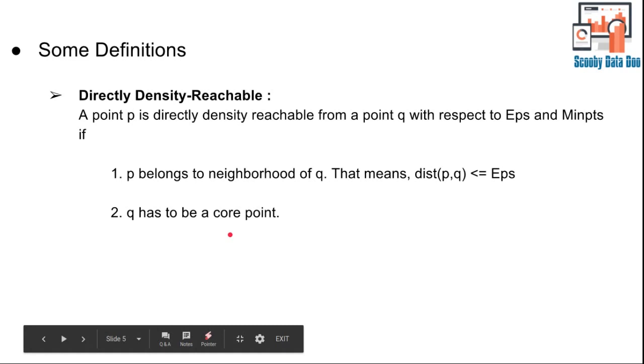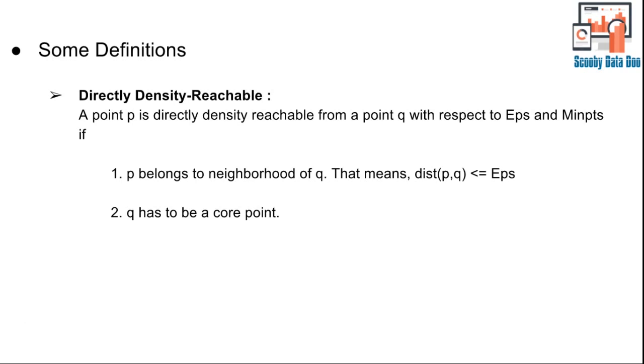Alright, now what is directly density reachable? Now we know the definition of core point, border point, and noise point. So using these definitions, these concepts, we will try to figure out how each point is connected with other points in a cluster. And there are actually three ways of telling that story: directly density reachable, density reachable, and density connected.